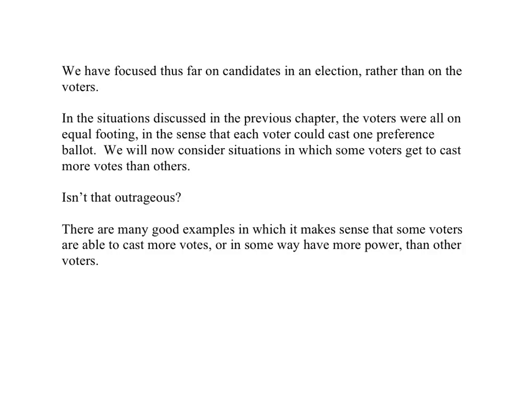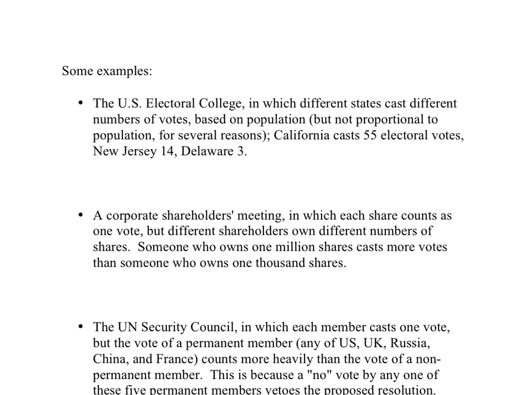What? Isn't that outrageous that some voters are casting more ballots than others? Well, actually, there are many good examples in real life in which it makes sense that some voters are able to cast more votes or in some way have more power than other voters. Here are some examples. The United States Electoral College, which is officially where the president is actually elected rather than in the polling booth. Now, it is true that in the polling booth, each voter casts one vote for president, but that's not the end of the story.